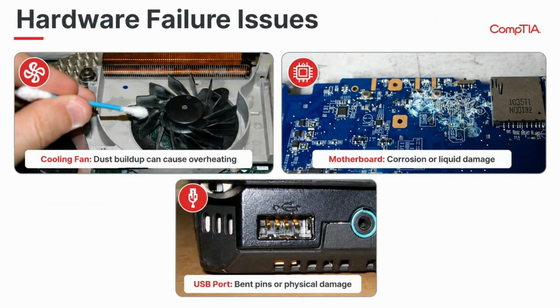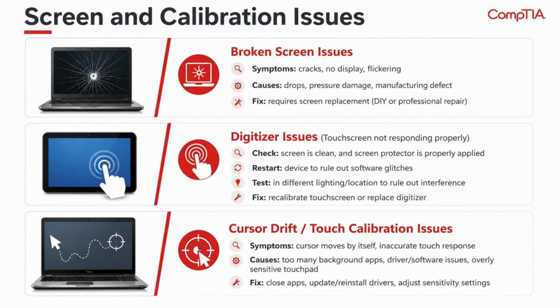Here's what these hardware failures actually look like up close. Notice the visible signs of liquid damage and port wear that you'd be checking for during inspection. A broken screen shows cracks, no display, or flickering, usually from drops or manufacturing defect. The fix requires screen replacement, DIY or professional.